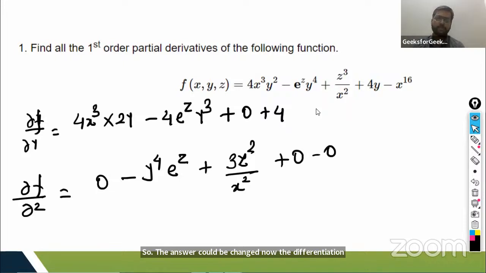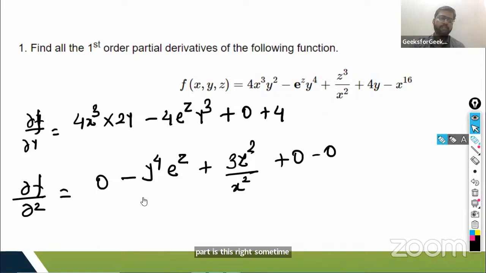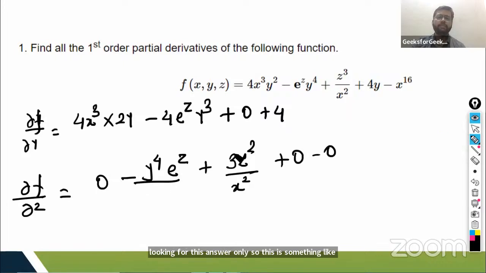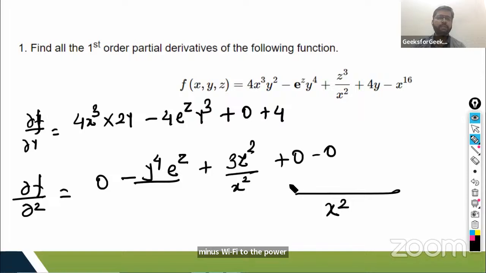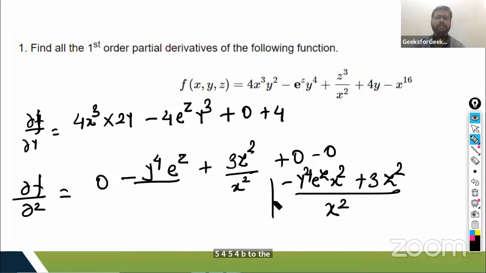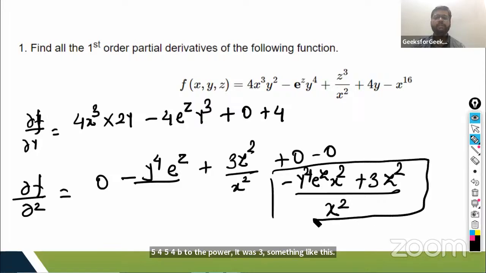Sometimes, suppose I'm looking for this answer only, it is something like minus y^4 e^z plus 3z^2. If I'm taking x^2 as common, this will be minus y^4 e^z x^2 plus 3z^2, something like this. So the answer can be folded like this. They can mold the answer.